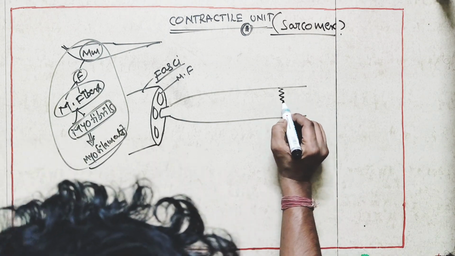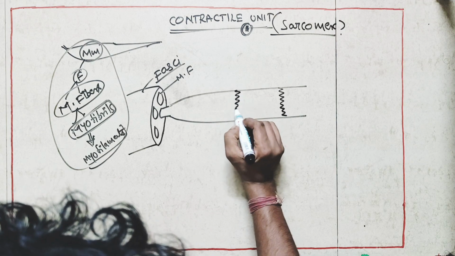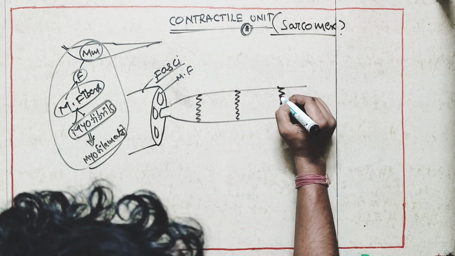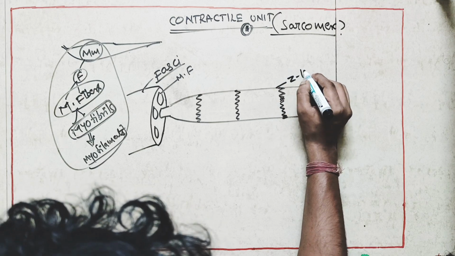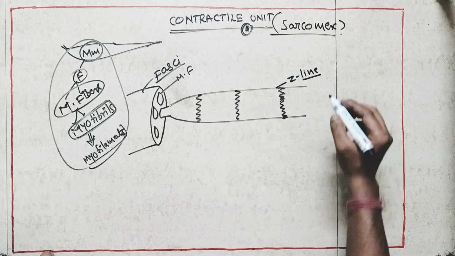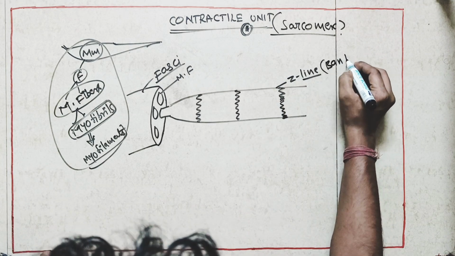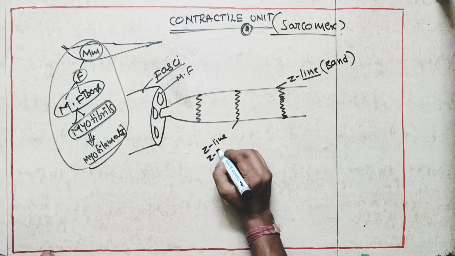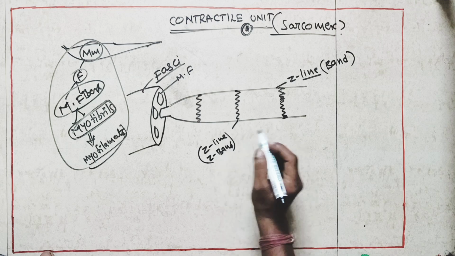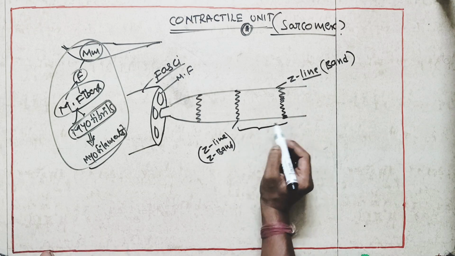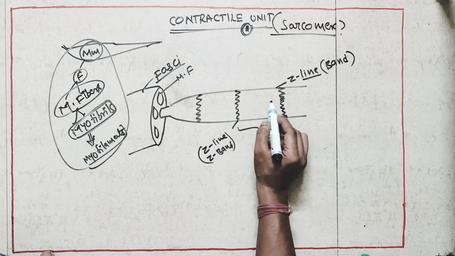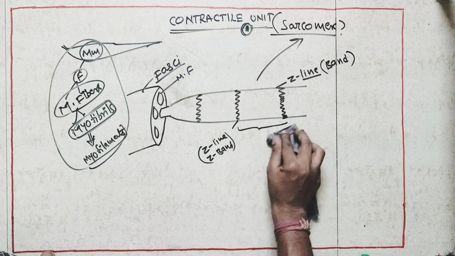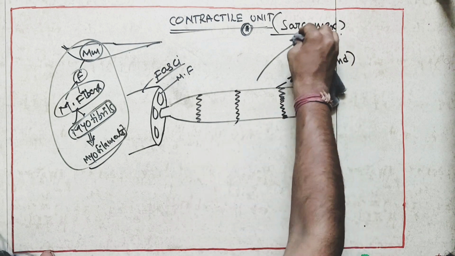Here we will have one line in between the muscle fiber. This is called the Z line, also called the Z band. This is also Z line or Z band. So the portion which is present between two Z lines is called the sarcomere.